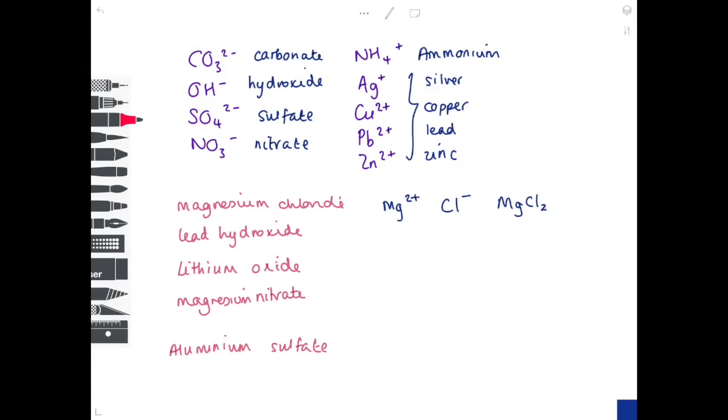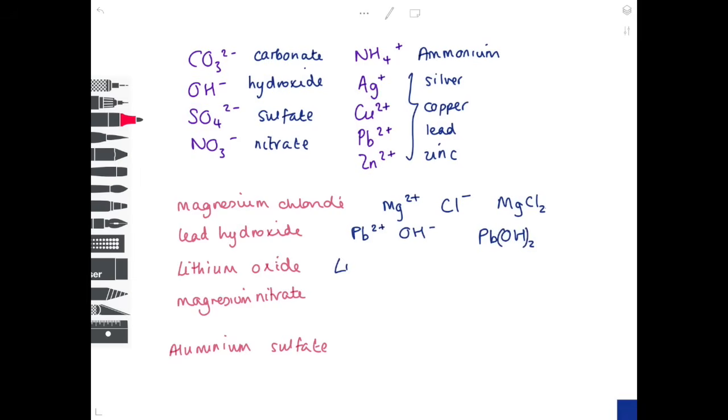So lead hydroxide, these are both ions you're going to have to learn off by heart. So Pb2+, OH-. We've got the same issue here in that we don't have enough minus, so you need 2 OHs. So you're going to write PbOH2. However, the 2 applies to both the oxygen and the hydrogen, which is why you need brackets. So insert brackets, and that is your formula.